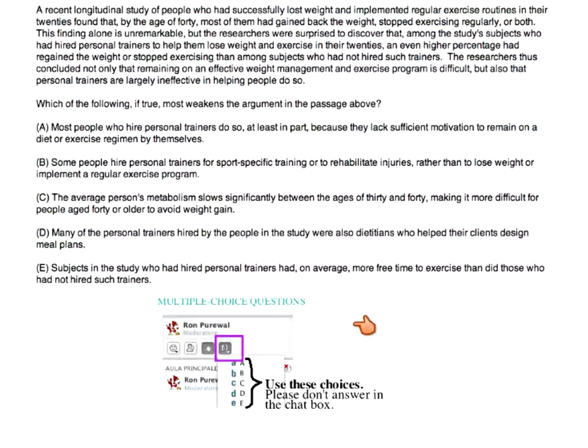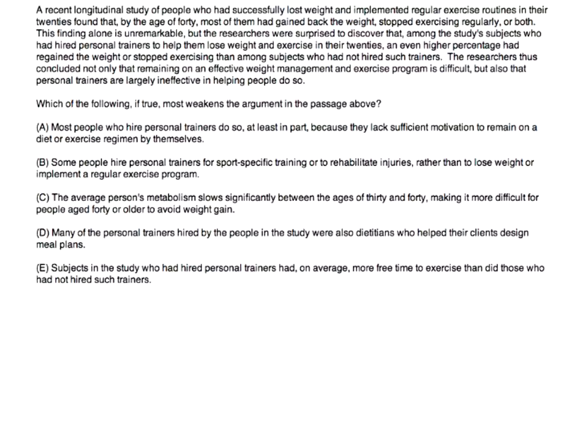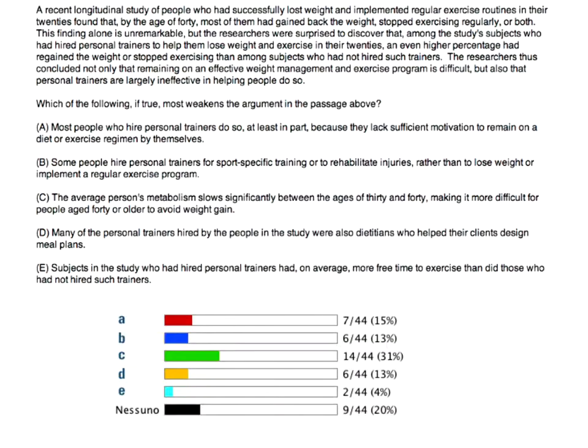Okay, so here are the responses from the group. It looks like there is a choice that is a clear favorite. Well, let's talk about this. So people like choice C here. Let's see what's going on.